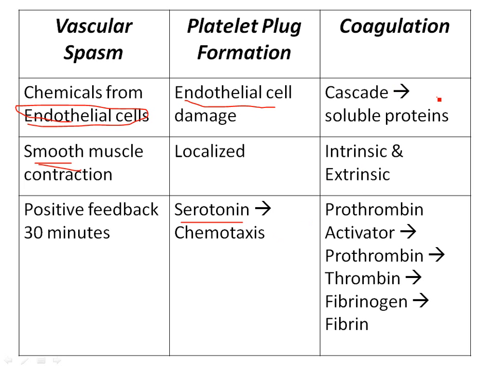Now, the other chemicals they secreted stimulated a cascade. And we'll talk in lecture about intrinsic versus extrinsic forms of that. But what happens in the cascade is you end up making this molecule, prothrombin activator. Prothrombin activator acts on the prothrombin already floating around in your blood and converts it to thrombin. Thrombin then acts on the fibrinogen floating around in your blood and converts it to fibrin.